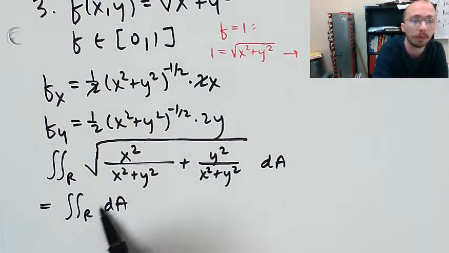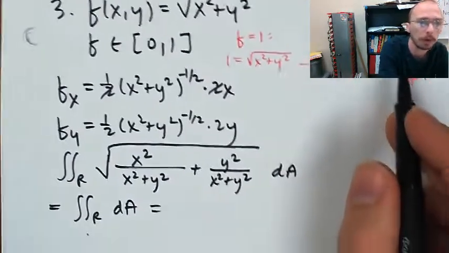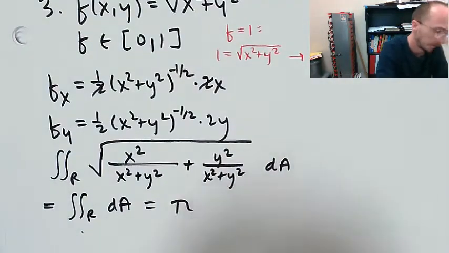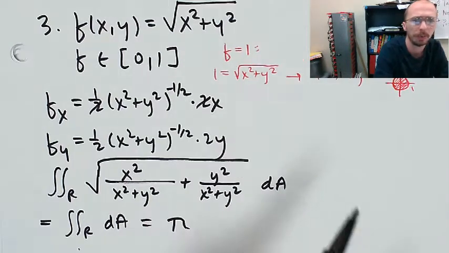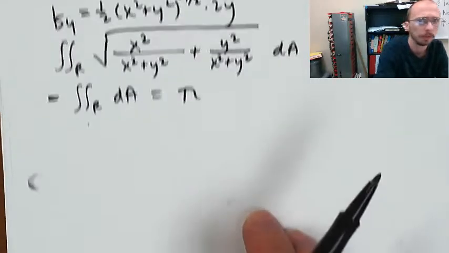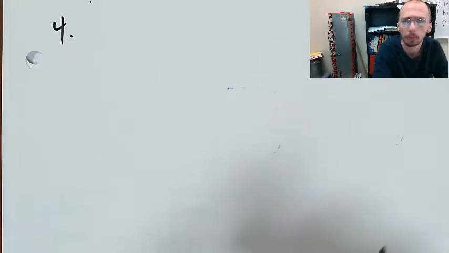What I'm going to say is that the double integral over R of dA is just the area of R, and I know how to find the area of R. It's pi r squared. The radius is 1, so that's just going to be pi. Okay, really not sure about this one. I'm just looking at what I did, and I don't see any errors, so that was a weird one. But, you know, sometimes you get a weird one.